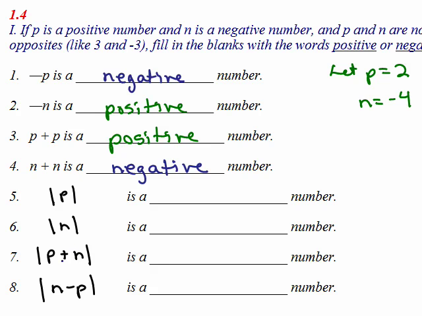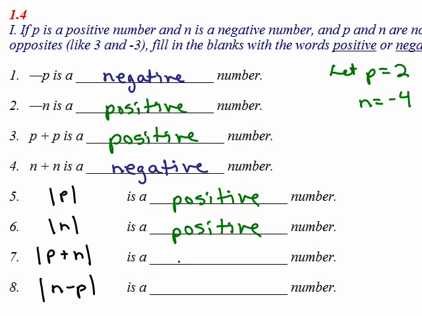Number 7 is the only one that's a little tricky. P plus N. If they were opposites, that would add to 0, but I said they're not opposites. So none of these numbers will be 0, and no matter what they are, when you take the absolute value of them, I'm talking about the insides, you'll get a positive number no matter what. So all the rest of them are going to be positive because you're taking the absolute value of something.